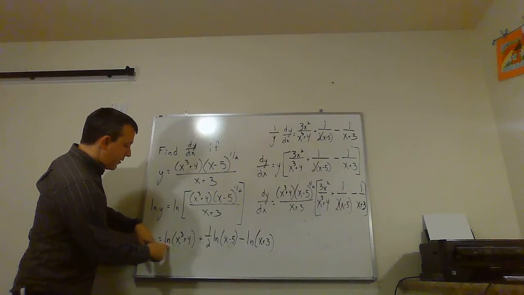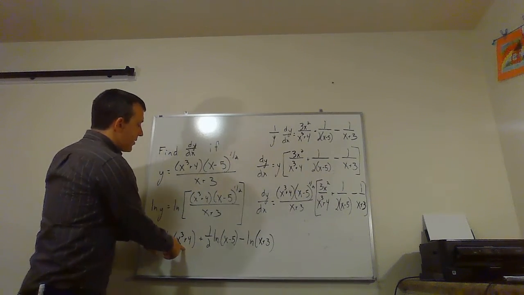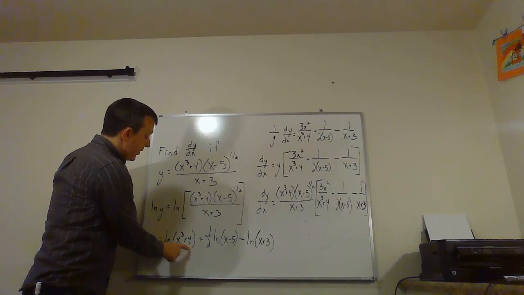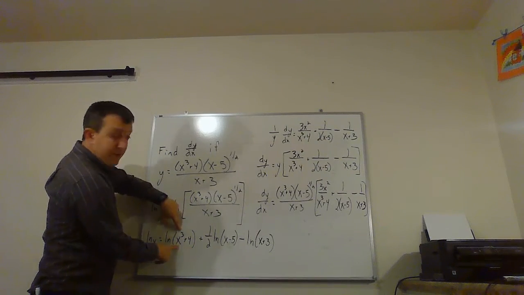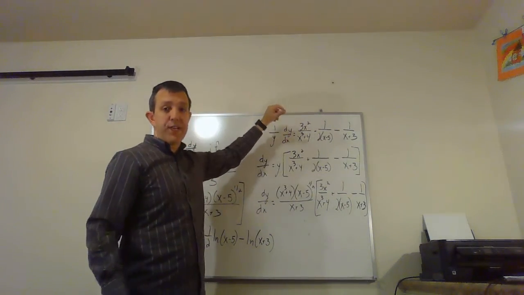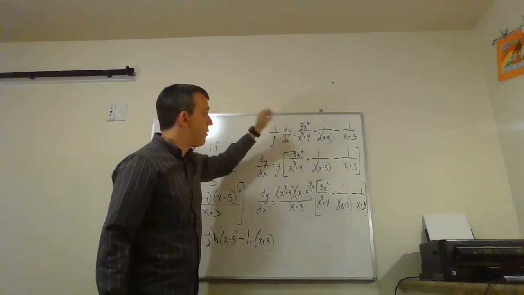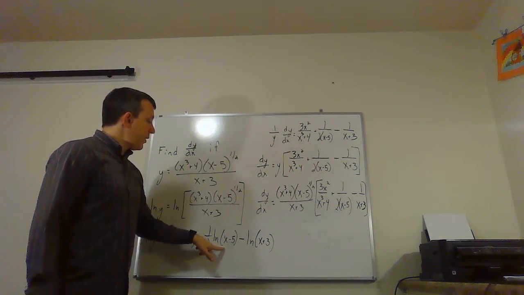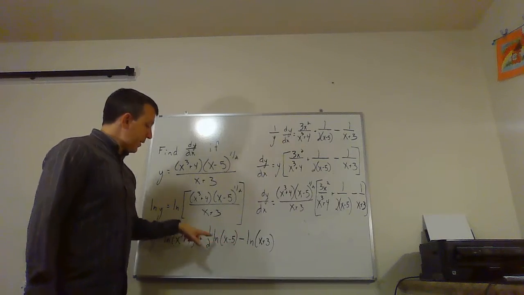Let's try that again. The derivative of natural log of x cubed plus 4 is 1 over x cubed plus 4, but then it's times 3x squared for the derivative of the inside. When you put that together, 3x squared times 1 over x cubed plus 4 gives me 3x squared over x cubed plus 4. The derivative of natural log of x minus 5 is just 1 over x minus 5.